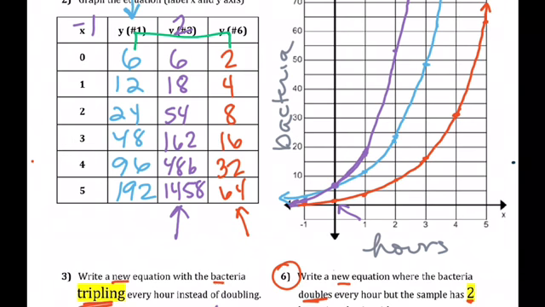Number 3, the purple one, that one's growing faster than either one. So it would not match. You can see the blue and the purple, they start at the same point on the y-intercept, but they branch out and go differently. And that's because their rate is different.